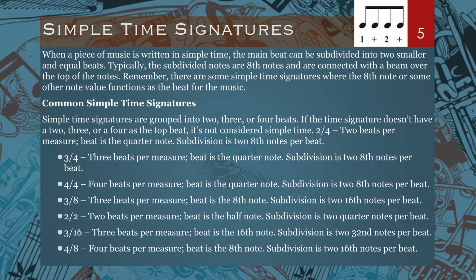In 4/8 time, you have 4 beats per measure. The beat is the 8th note, and the subdivision is 2 16th notes per beat. So we would call that simple quadruple. Okay, so let's test you a little bit on a few of these time signatures.